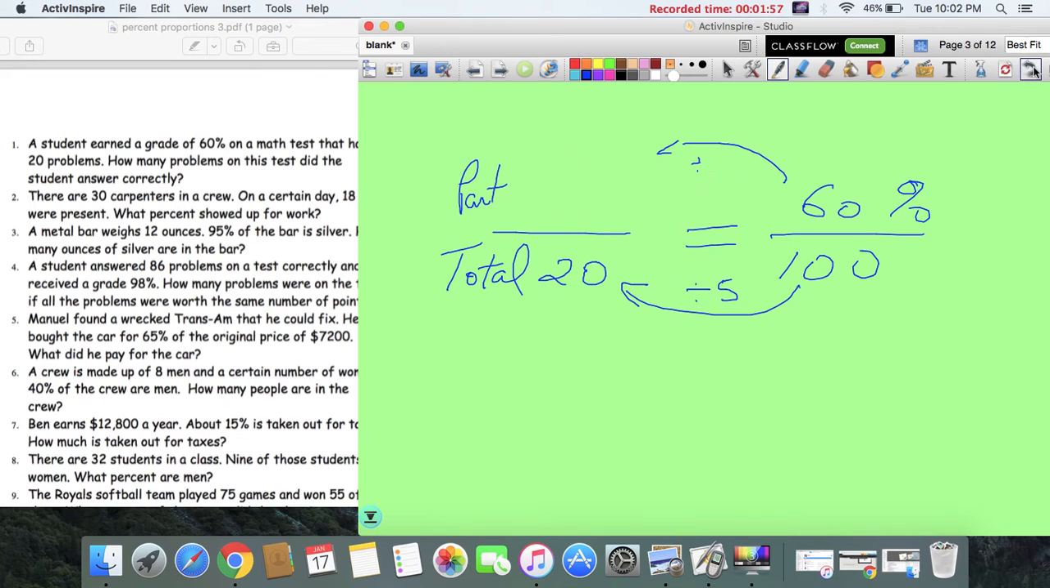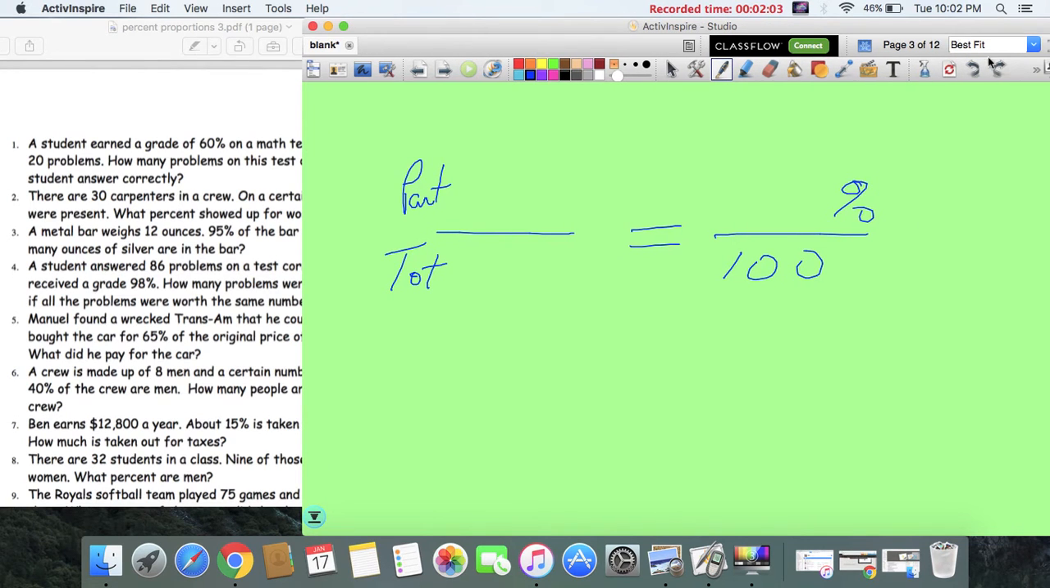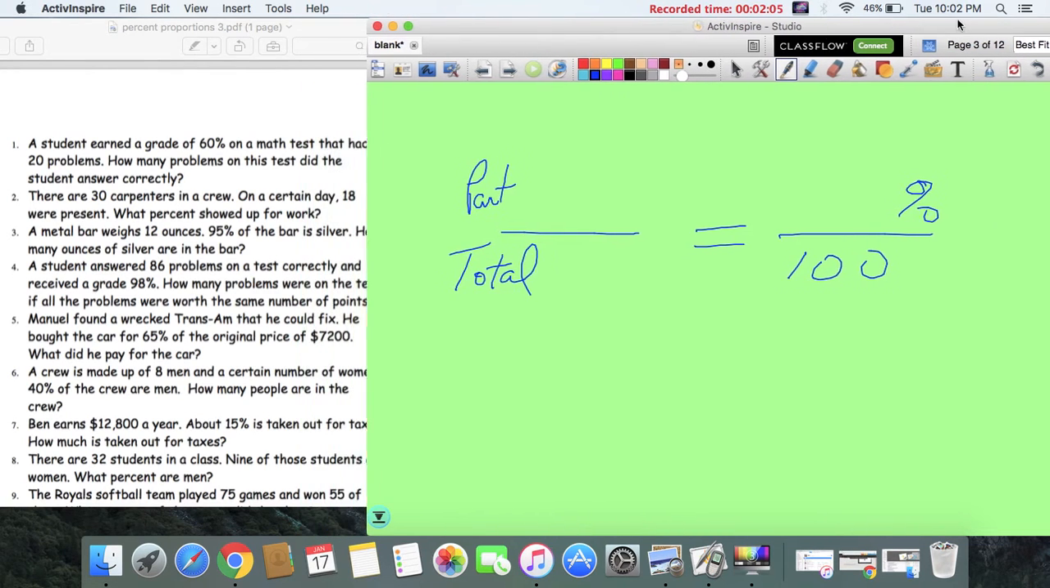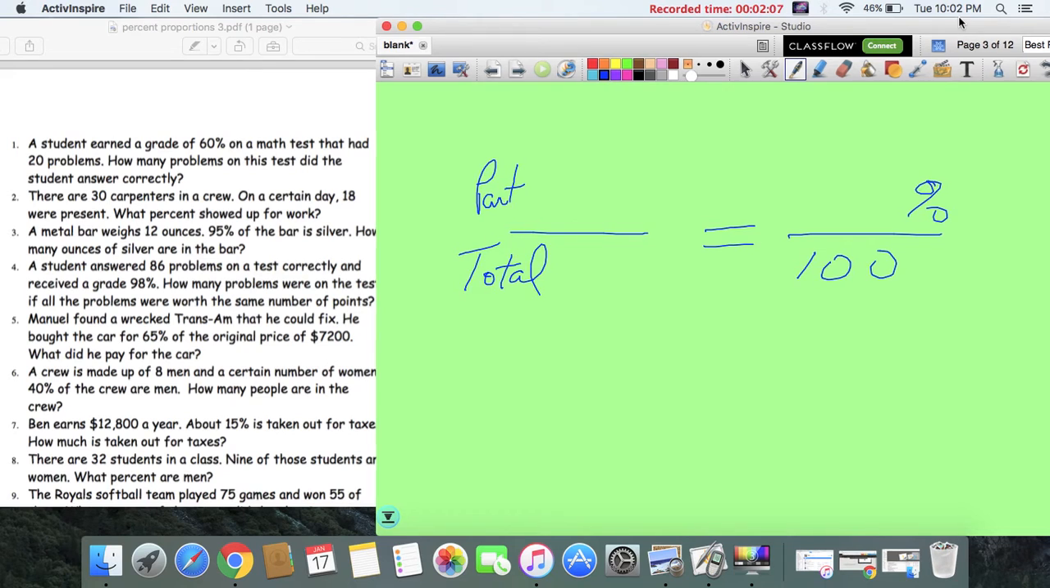All right. So, I'm going to erase this because I want to use that same setup. All right, number 2. There are 30 carpenters in a crew. On a certain day, 18 of them were present. What percent showed up for work?